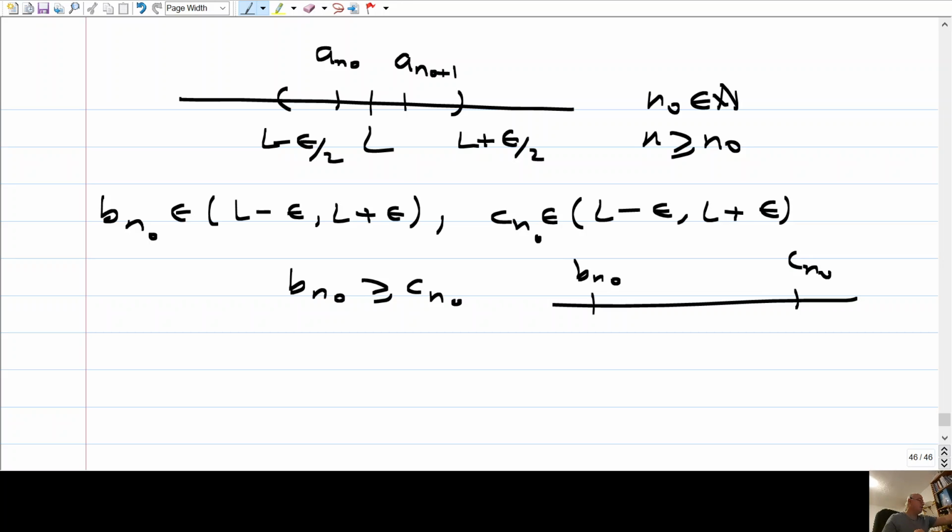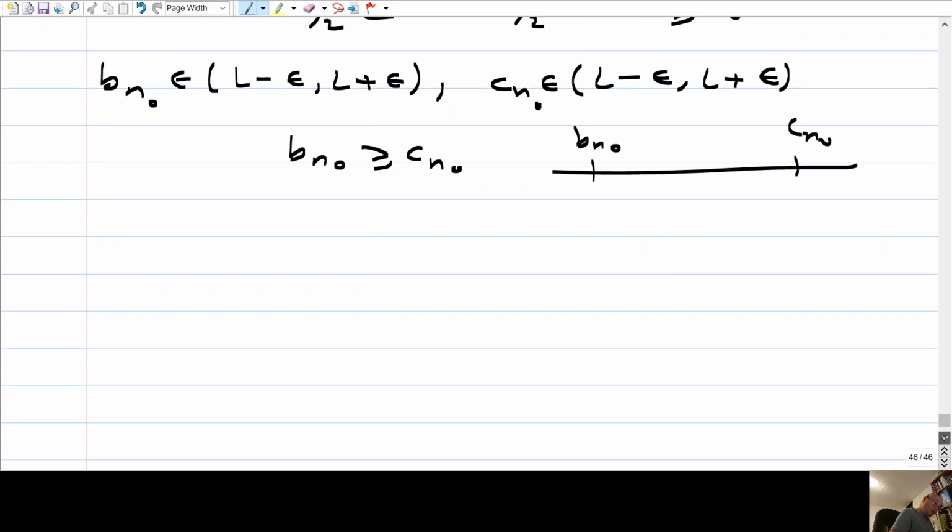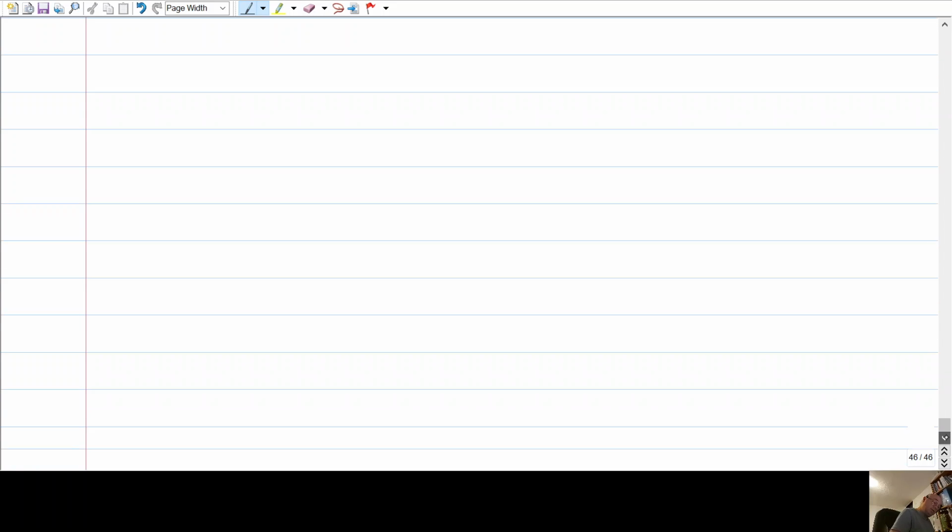All right, so we finished the first part of the first chapter of the book. Let's start with the second chapter. So chapter 2: Metric spaces.